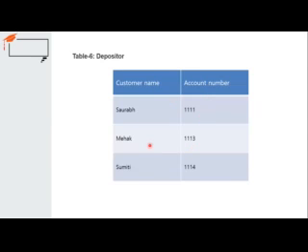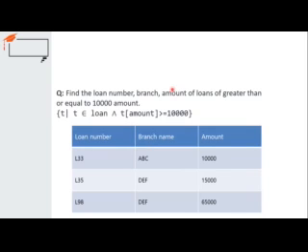Now the query asked here: find the loan number, branch, and amount of loans greater than or equal to 10,000 and above. So here we can write the code like {T | T ∈ loan ∧ T[amount] >= 10000}. So this is the query we are going to input here.